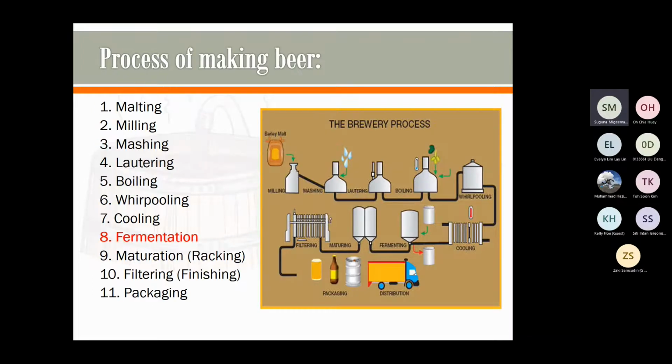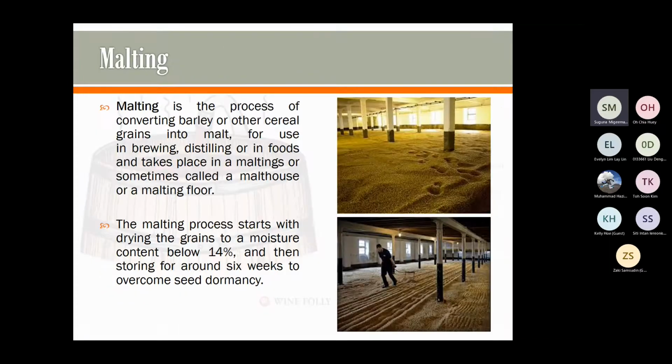And the whole process of making beer, if you look at it, you will see the brewing process is already part of the fermentation process. So they have like 10 steps here. So the malting comes first, converting the barley or the other cereals into malt. So later we will use this in brewing, distilling, or in food, and it takes place in something called a malt house. So they will place it in the malt house and malting floor.